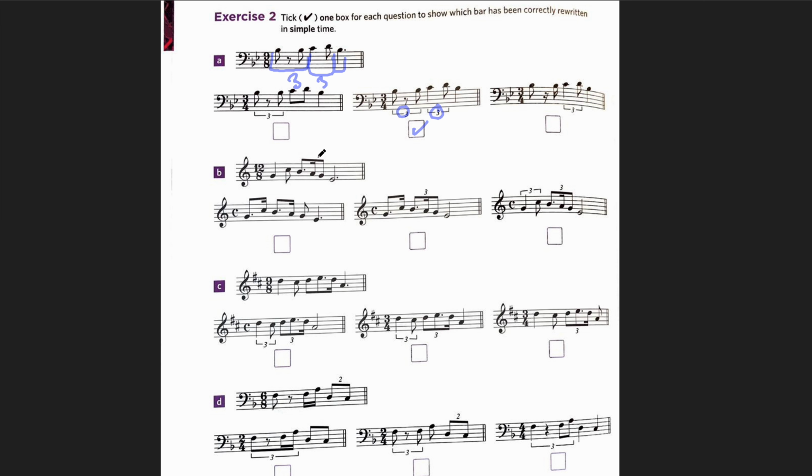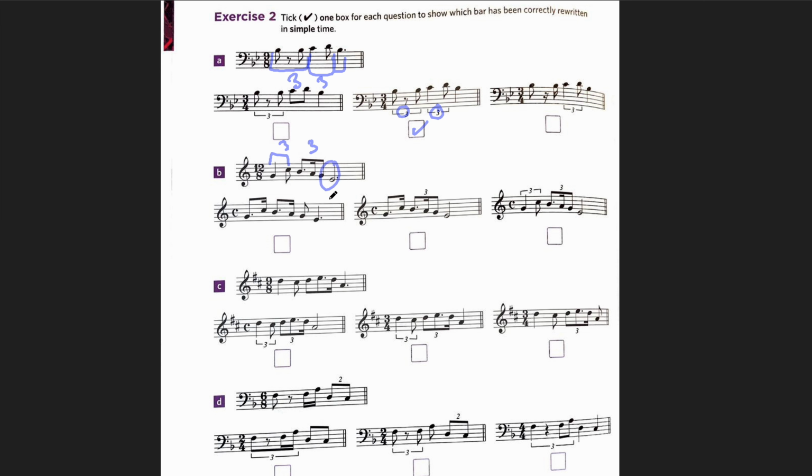Here we are in compound time again, and 12/8. So it'll be 4/4. There'll be 4 quavers. So it will be 3 quavers. There'll be a triplet here, a triplet here.